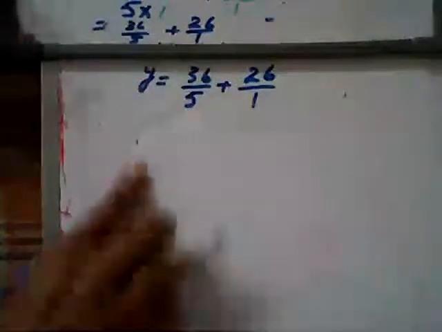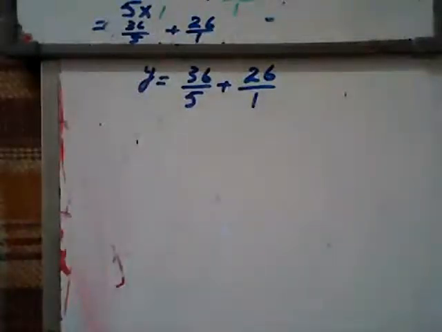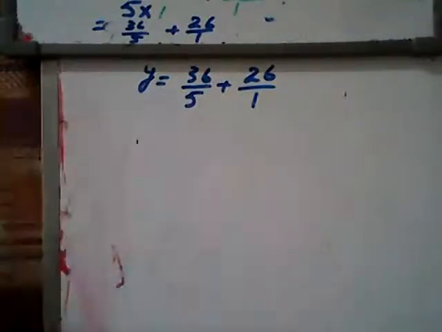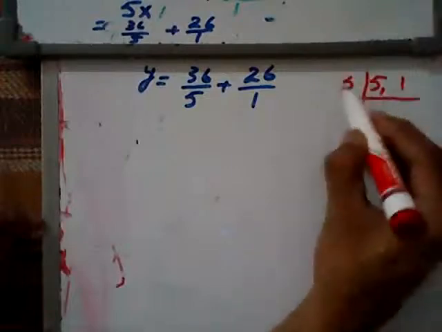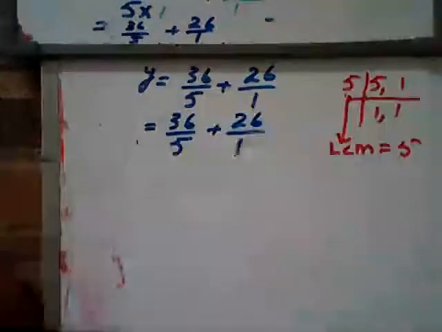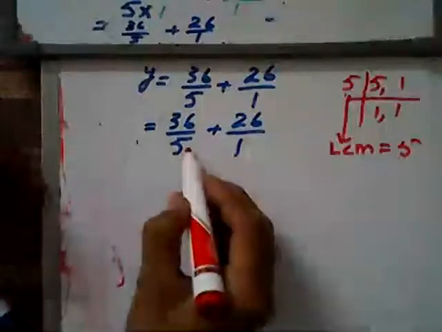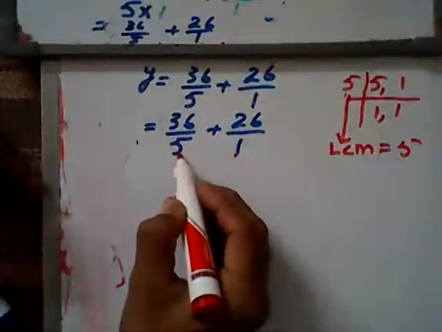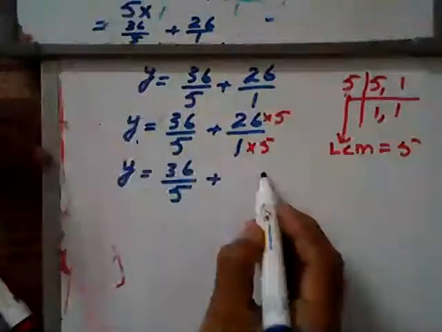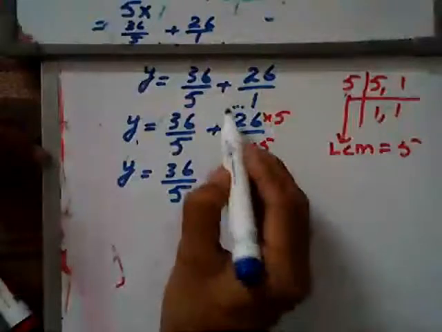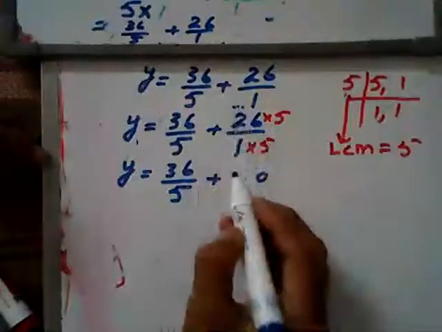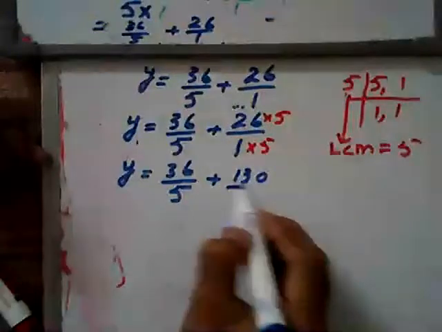And now we know that these are fractions, and fractions need an LCM. So we'll be going for the LCM to add their values. We'll be using the LCM of the denominators. So the LCM of 5 and 1 is 5. Ones are over 1, and we convert the denominator into 5. The first is already over 5, so there's no need to change, but there is a 1, so we'll be converting it. 5 times 26 is 130, so it is 130 over 5.